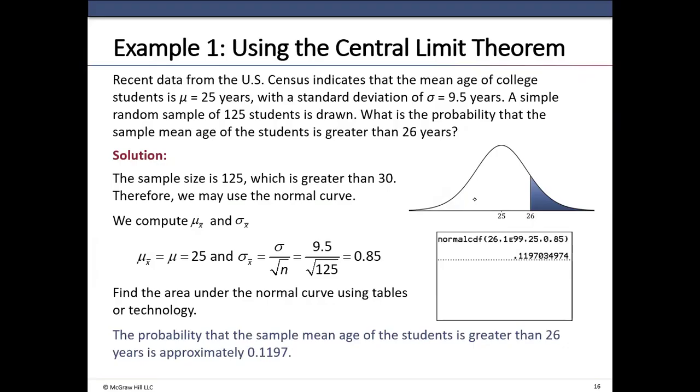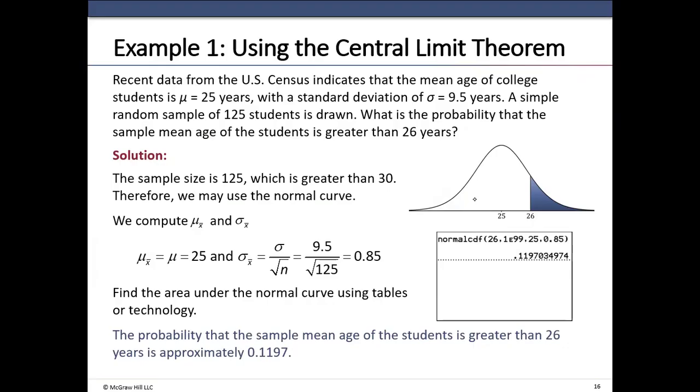We have to be cautious. We have to change the standard deviation. The standard deviation of the sampling distribution will be 9.5 divided by, second button and then x square gives me the square root. Inside the square root, our sample size is 125. So it is 0.8497 or 0.85. That's what we have to use. So now we do second vars, number 2. We are on the right of 26, so the lower boundary is 26.